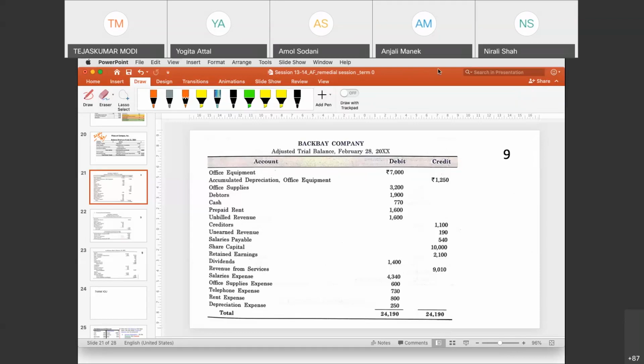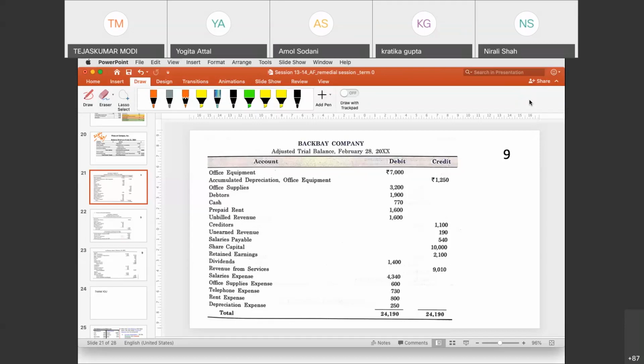Sir, unbilled revenue will be classified as an asset. It is an asset, but look at the balance. It has a debit balance. So whenever it is having a debit balance, half of the problem is solved. Why? Because it could be an expense or it could be an asset if it is a debit balance. Now it is not an expense, so it has to be an asset.